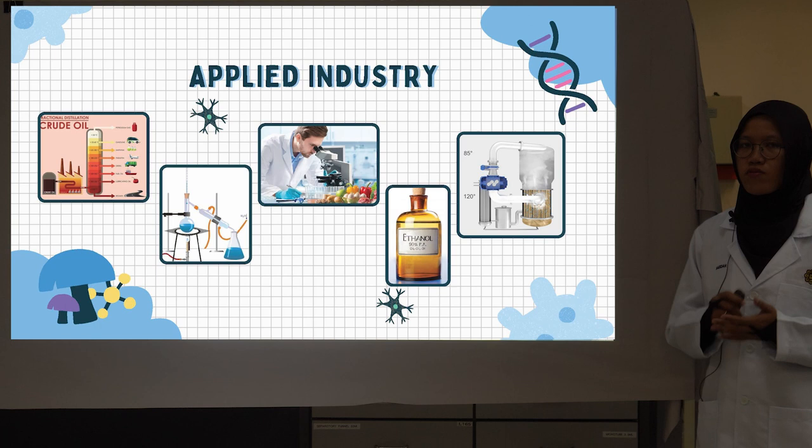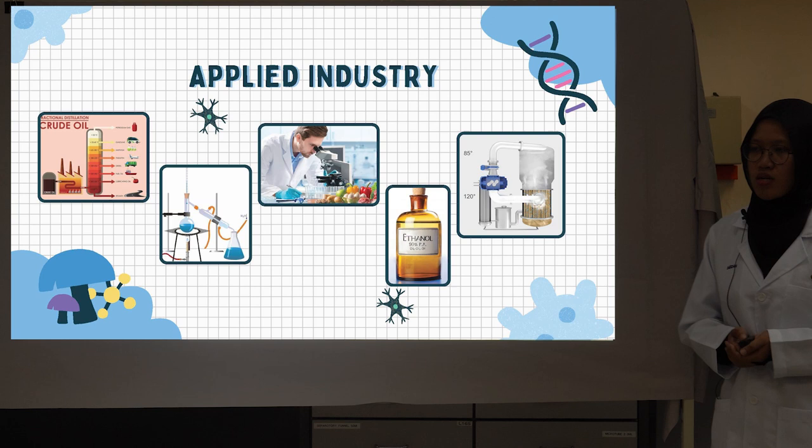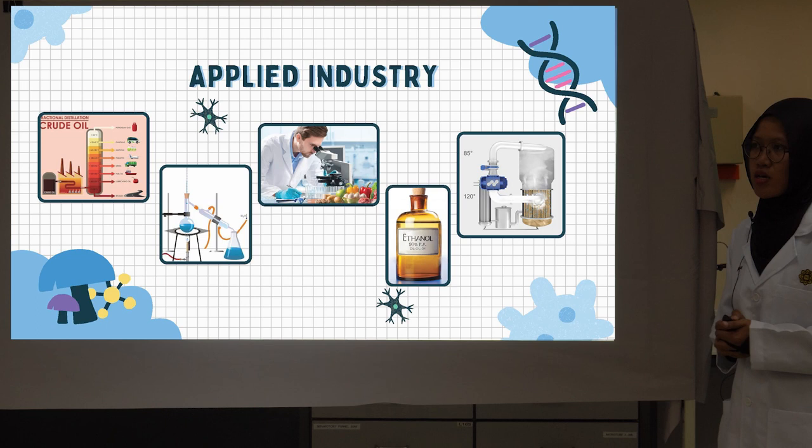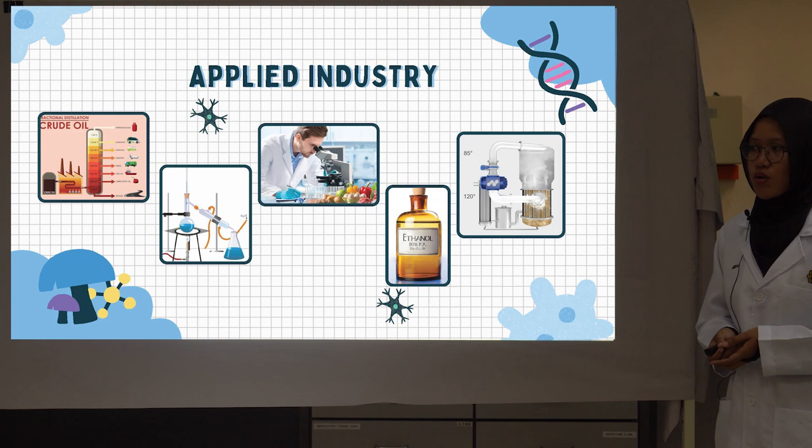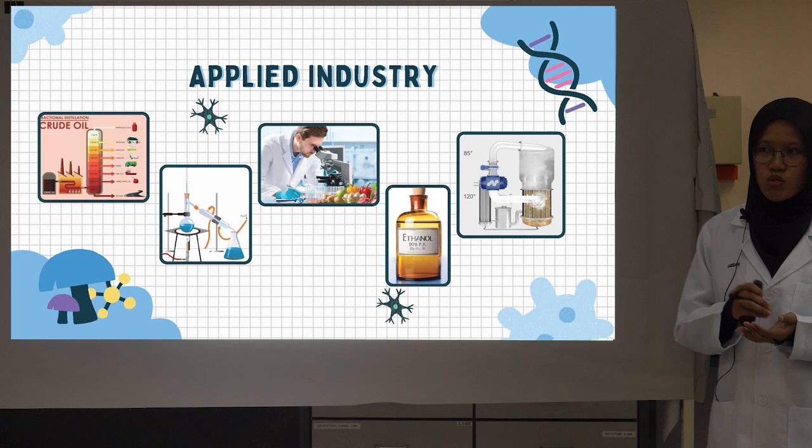Next, we have chemical manufacturing, where we use many distillation processes. For example, we use it in the extraction of solvent, where we distill a mixture of different chemicals to extract the desired solvent.